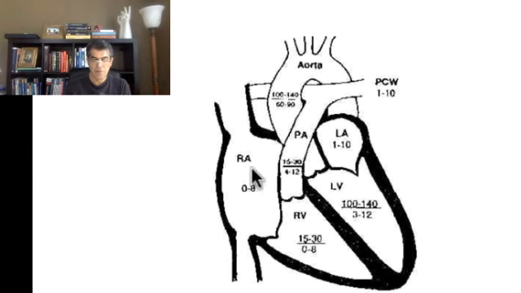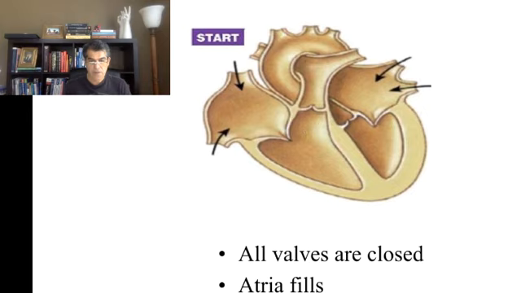For instance, if the pressure inside the right atrium increases beyond the pressure of the right ventricle, this valve is going to open and blood is going to come down. If the pressure of the left atrium exceeds the pressure of the left ventricle, this valve is going to open. If the pressure of the right ventricle exceeds the pressure of the pulmonary artery, this valve is going to open and blood is going to get out. And finally, if the pressure of the left ventricle exceeds the pressure of the aorta, this valve is going to open. So the only reason that these valves open is because of changing pressure.